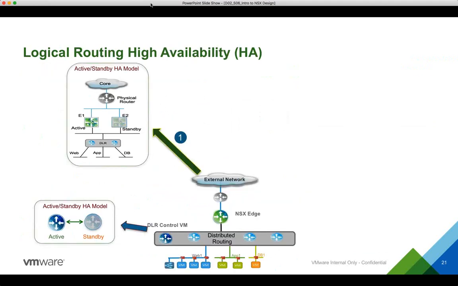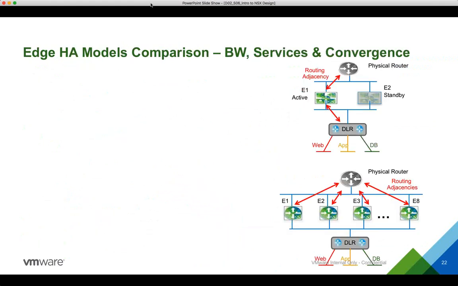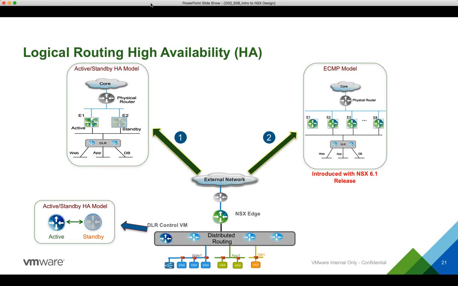High availability. So when you're designing high availability for your edge services gateways, the biggest question that you're going to have is, how much throughput do I need? If you've got more than 10 gigs of north-south traffic, you should make a design decision to go ECMP. If you've got less than that, then you can definitely go active standby. Now, there is a little bit of downtime for that failover depending on how you have your timers tuned. If you don't want to have that, you can definitely go ECMP so that you can have an entire edge go down and there's no failover time. It's just automatically rerouting through the other edge services gateway.